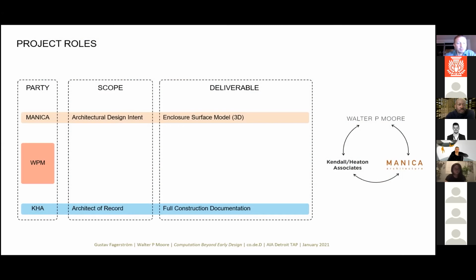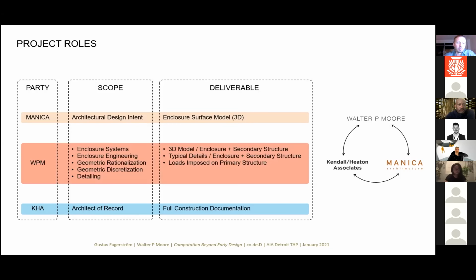However, when two firms with that sort of specialization need to take a project from the very early stages all the way to construction, especially in the kind of specialized building design systems, for instance, the facade system, there is a need for a gap to be bridged, if you will. And that's where Walter P. Moore sat in this project.